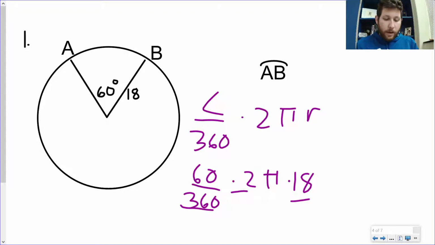So 60 over 360 times 2 times 18. And what I get is 6. So I get 6 and then pi, because I didn't multiply pi into my answer. So if they ask for your answer in terms of pi, what you're going to do is multiply all the numbers together except for pi. You're just going to leave pi on the side, and then your final answer will be that number times pi.